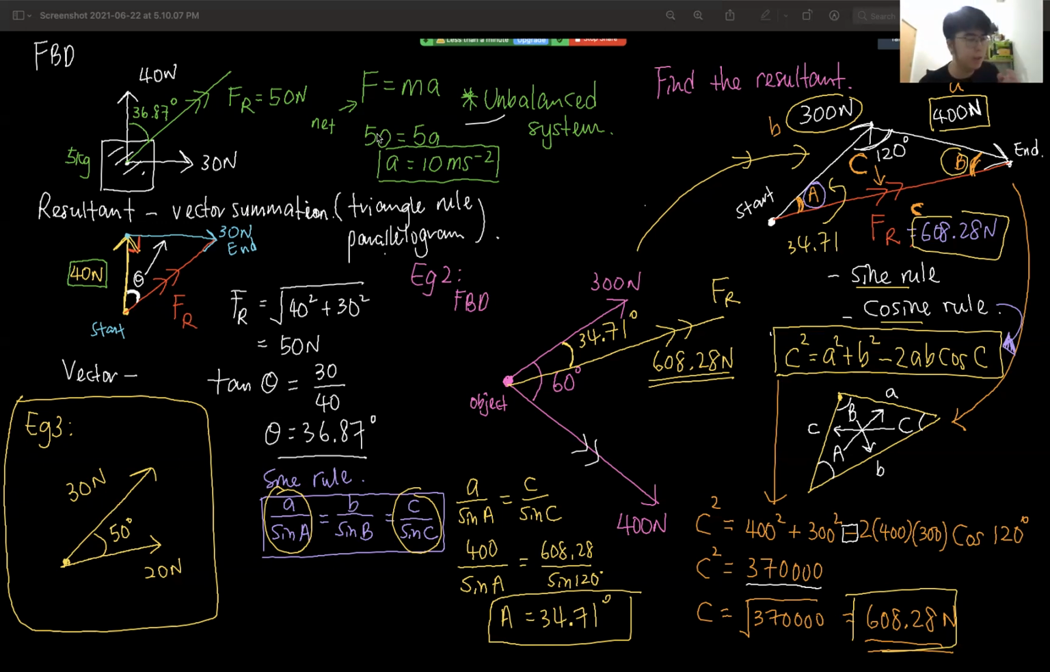Naomi, the 8.8 degrees, is it from the 30 Newton or is it from the 20 Newton? From 30. Okay, maybe you can check again. I think the angle is wrong already. Maybe you can double check. Yeah, the magnitude is correct already. Okay, others also, you send it to me. Let me see.